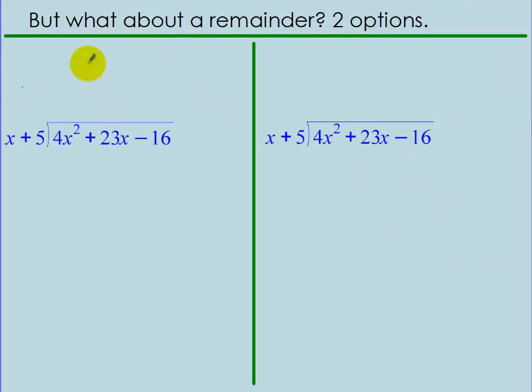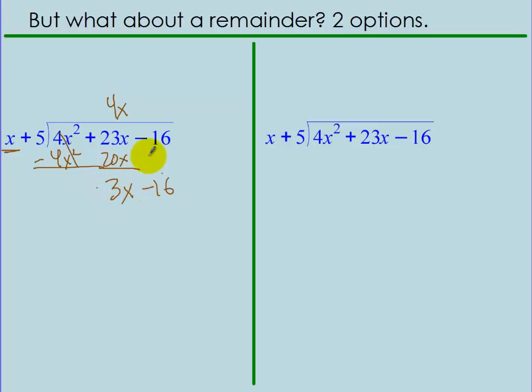What do we do with the remainder? Well, we have two options here. I'm going to do the math on the first one, just as an example. You're looking at the x on the left and 4x squared. x times what is 4x squared? That's going to be 4x. So 4x times x is 4x squared, and 4x times 5 is 20x. Subtracting those, these are going to cancel, and you're going to get 3x.